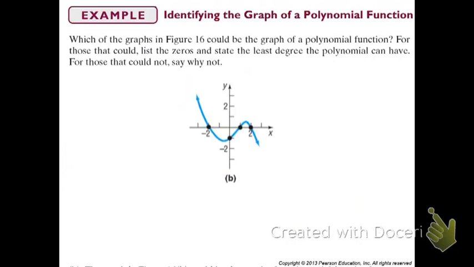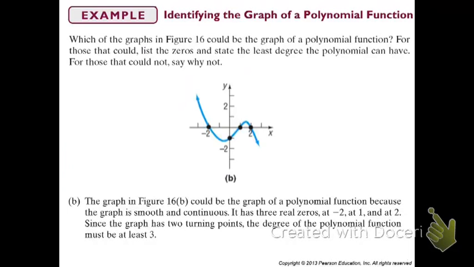Okay, try this one. So this one, pause the video if you want to try it on your own, or if you want to think a little bit more. But you should already be looking at this as, yes, that's a polynomial function. For those that could list the zeros: they are -2, 1, and 2. And the least degree the polynomial can have would be, with 2 turning points, a third degree polynomial. Okay? The least degree would be a 3, third degree polynomial.